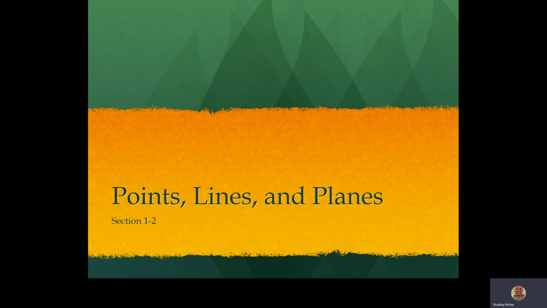This is section 2 of chapter 1 for Geometry 11, Points, Lines, and Planes. These are concepts that you have definitely seen before in middle school. We're just going to go over them again this year just because you're going to be using them just about every day. So we've got to make sure we review and understand exactly what these things are.